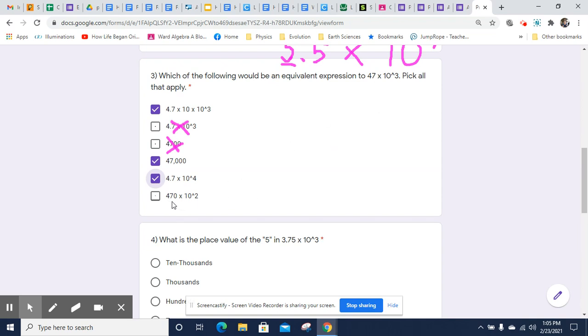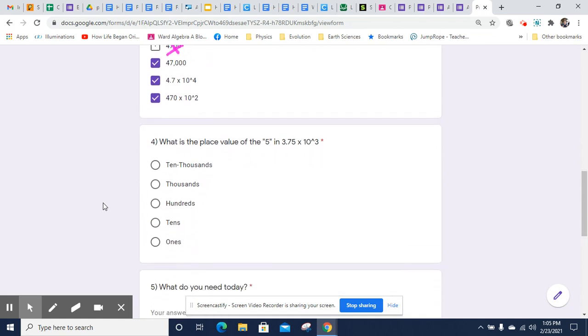47 going to 470, that's making 47 10 times bigger. If we make 47 10 times bigger, we have to account for that by making 10 to the third 10 times smaller. Is 10 to the second 10 times smaller than 10 to the third? Absolutely it is. So that is a legit equivalent expression.